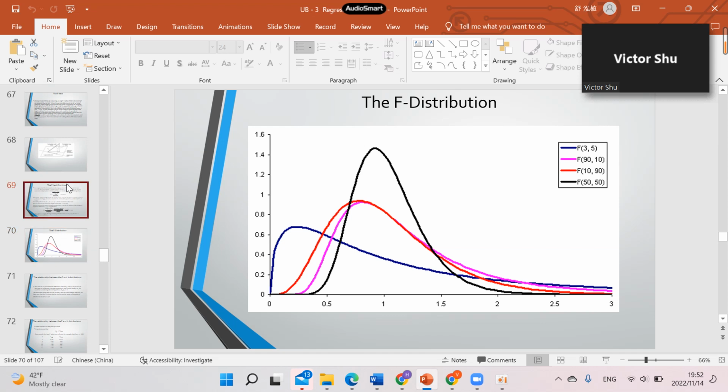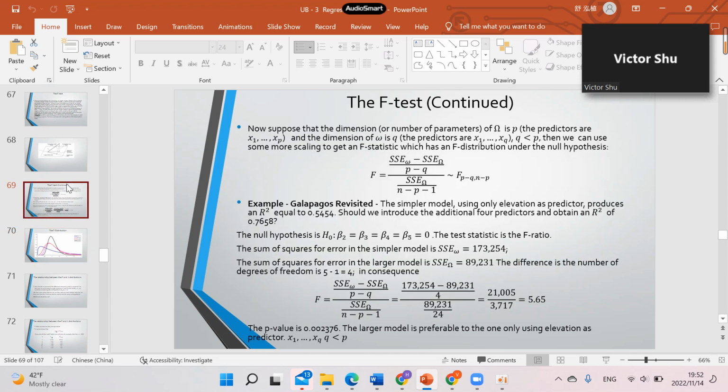One last thing I think is very important is the partial F test. I'm not going to talk about it in detail today. I'll talk about it next office hour, maybe. This one is very, very important.